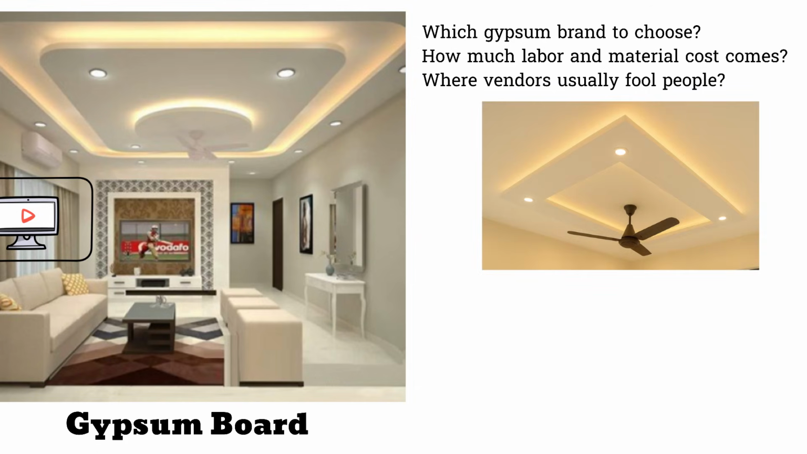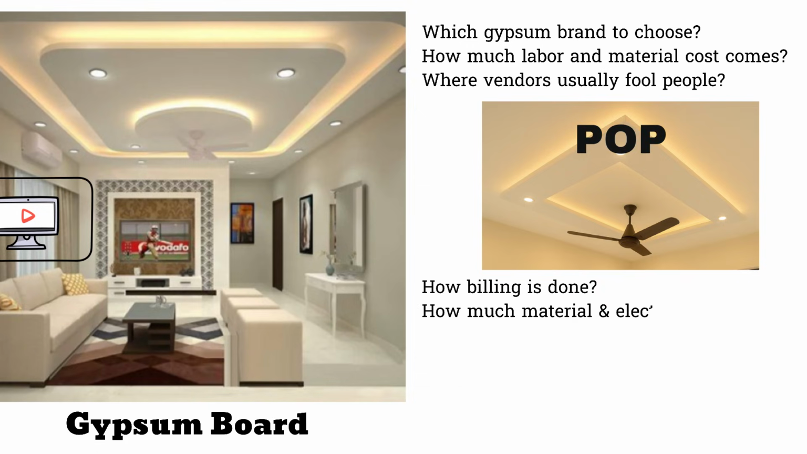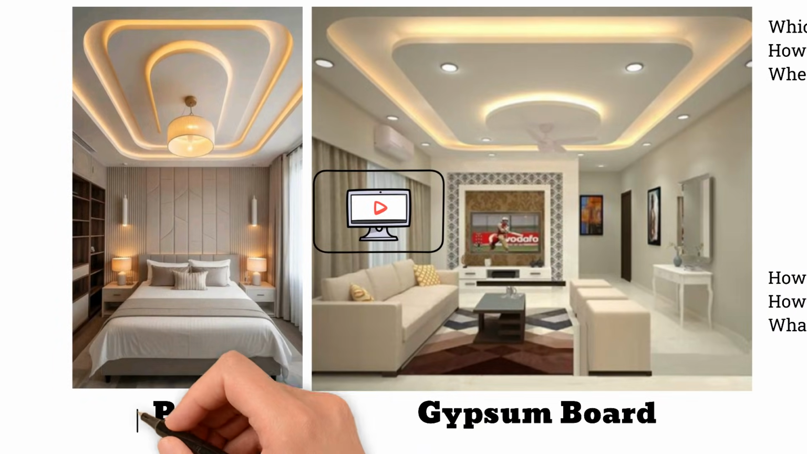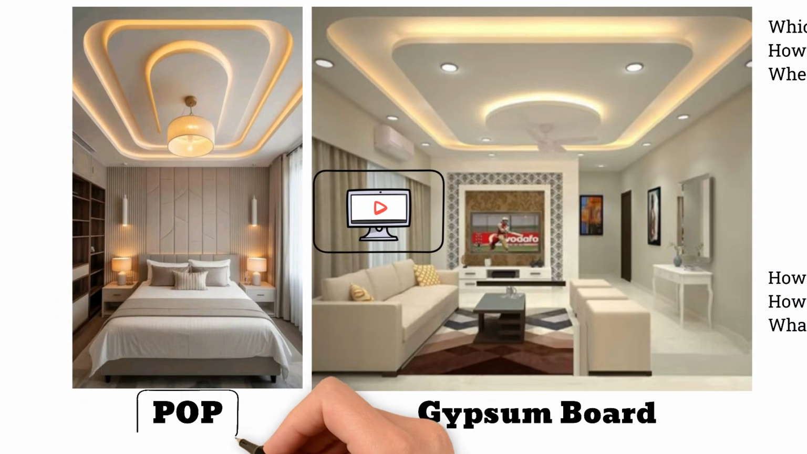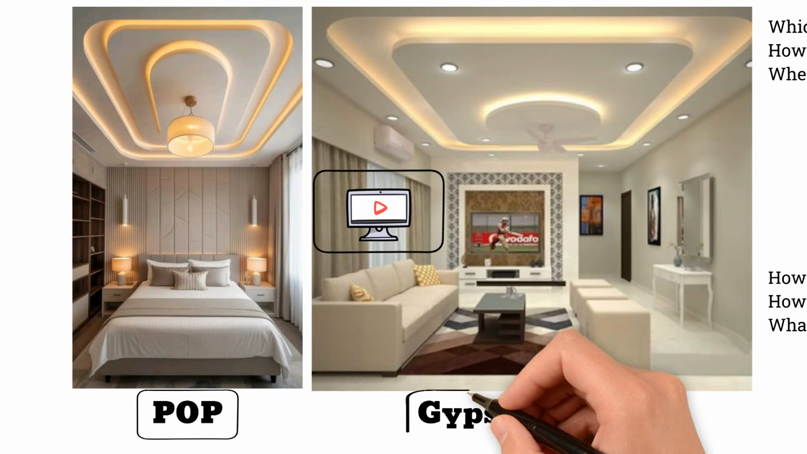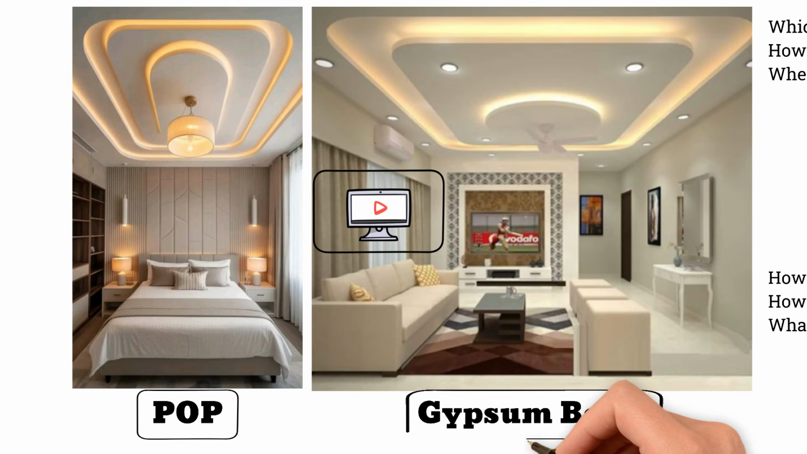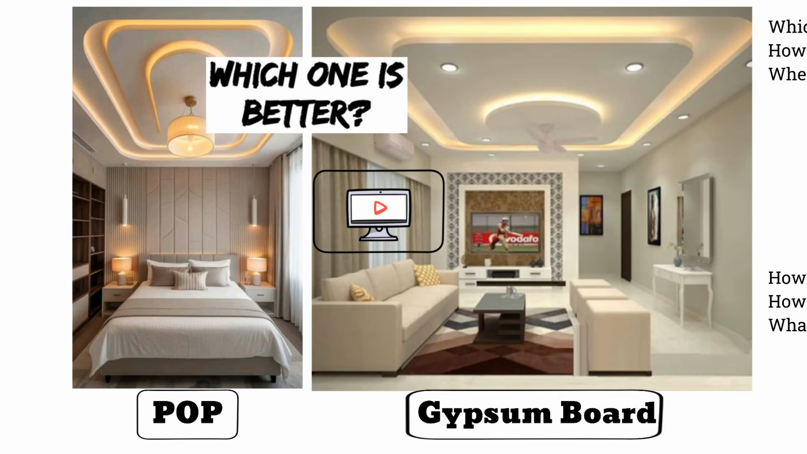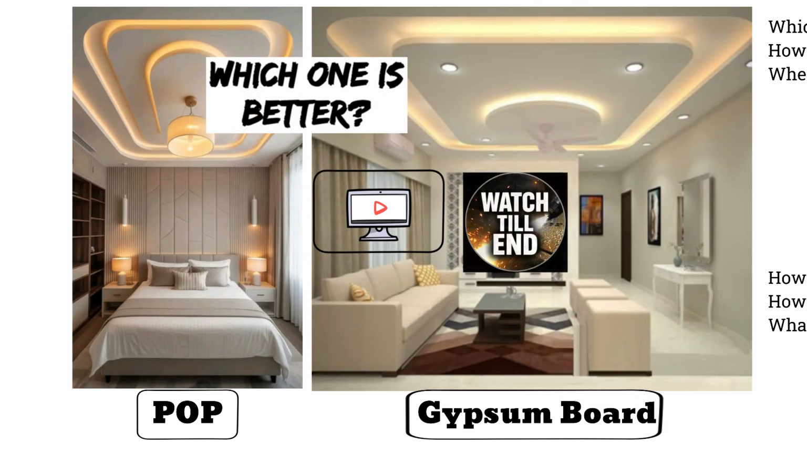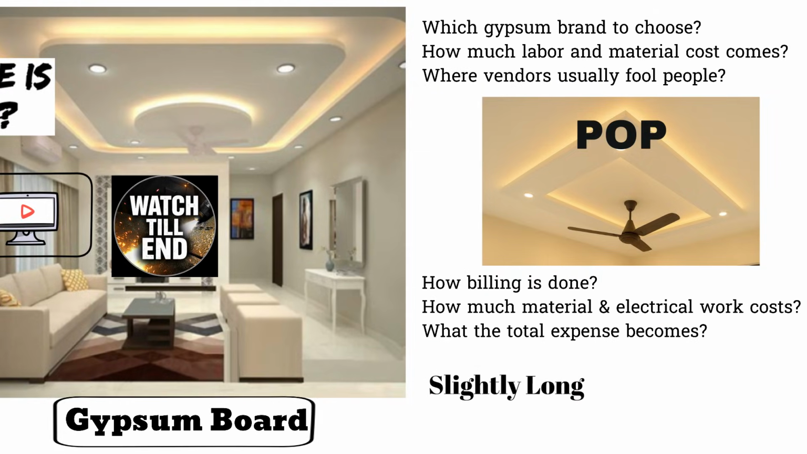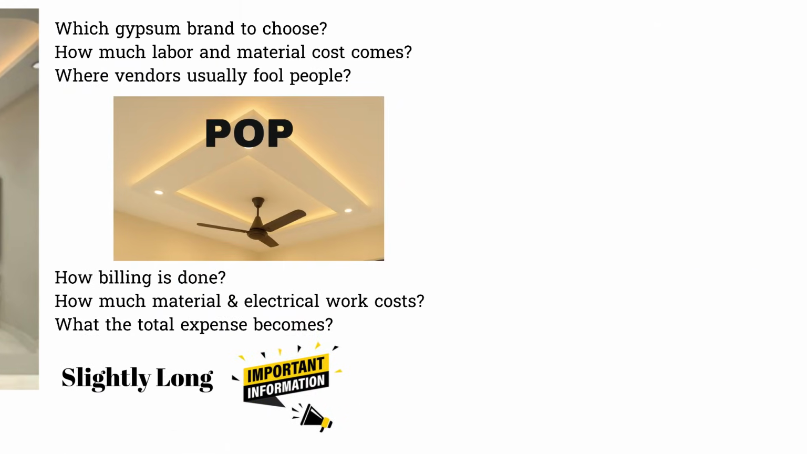If you are planning a POP false ceiling, I will also explain how billing is done, how much material and electrical work costs, and what the total expense becomes. After watching this full video, you will clearly understand both options and be able to decide which one is best for your house. Please watch this video till the end. It is slightly long, but only because all important details are included.